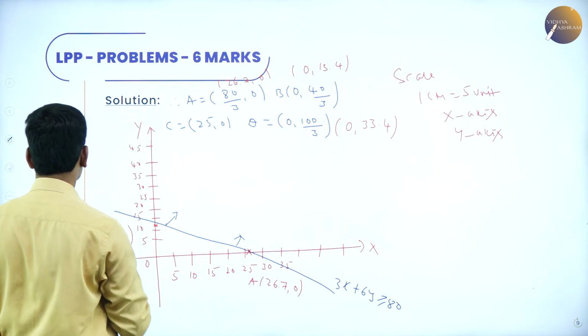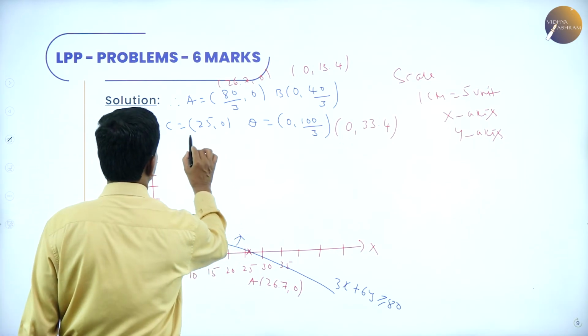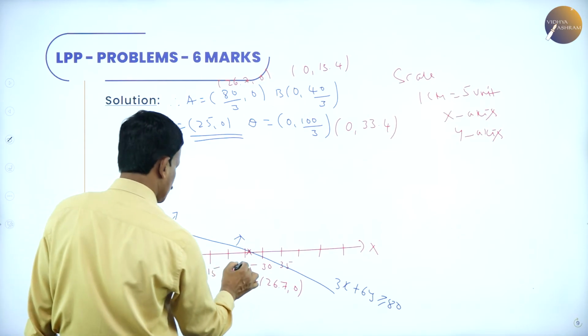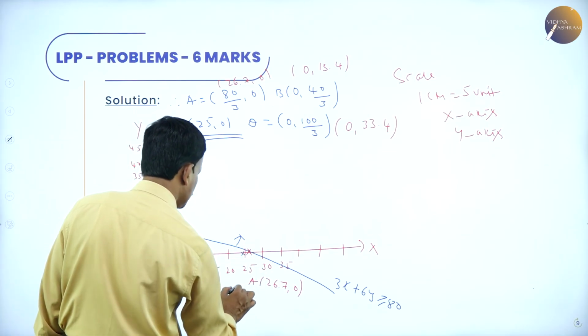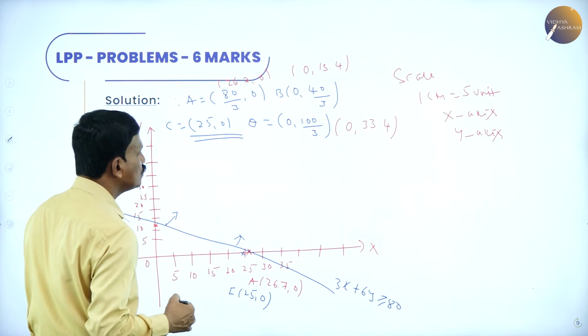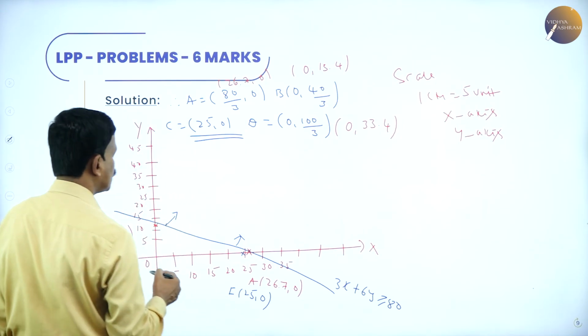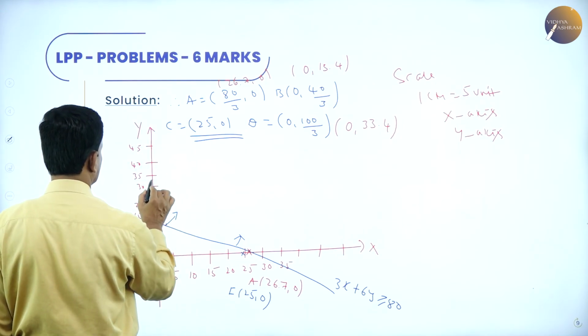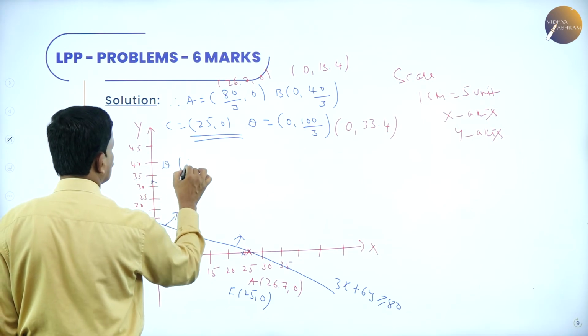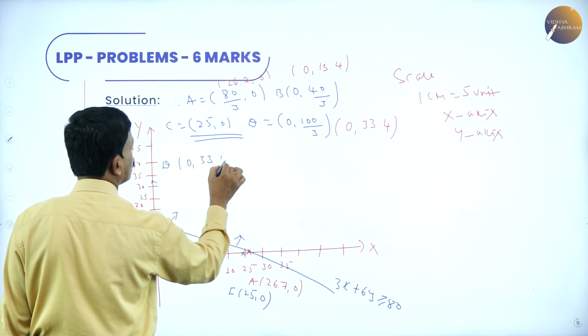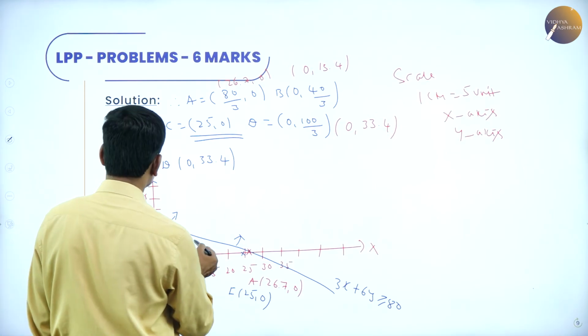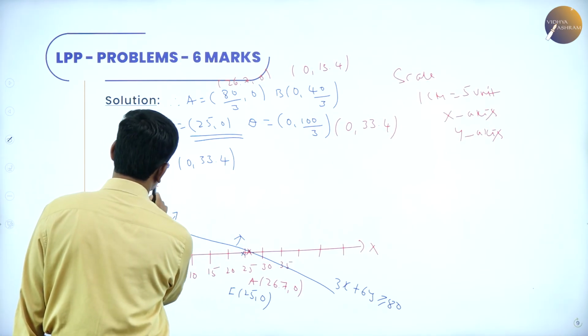Next, the second point. What is the second point? C, 25 comma 0. This is 25. And D, 0 comma 33.4. So this line will pass through this point.